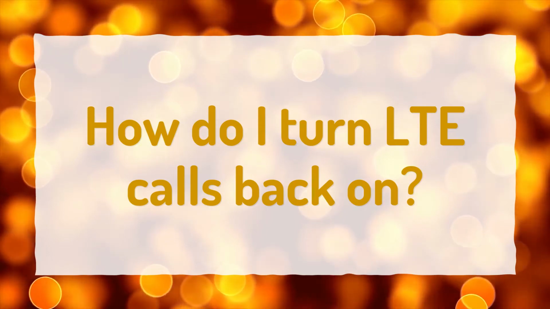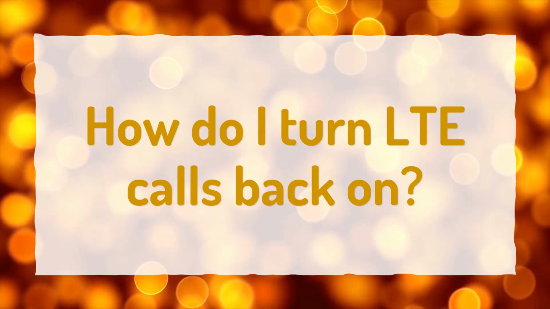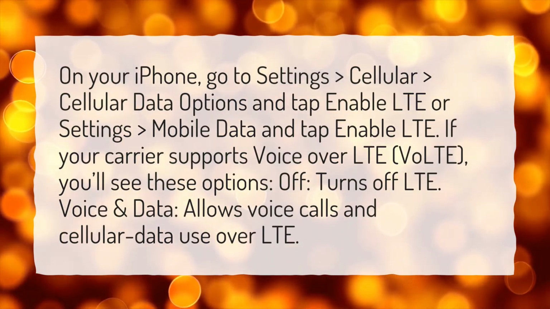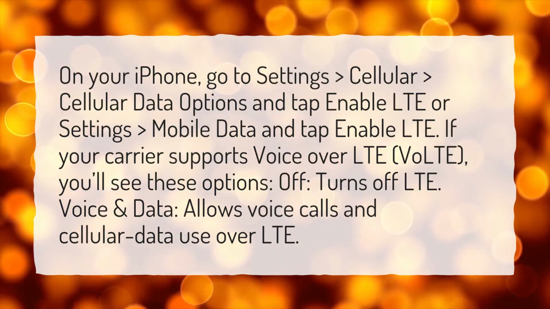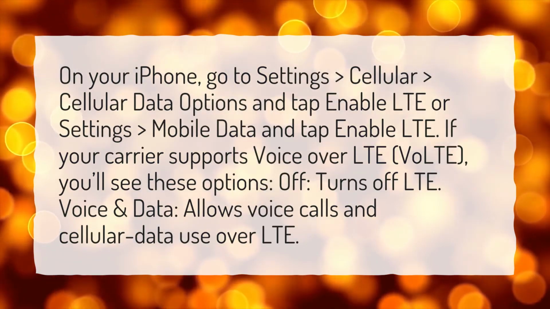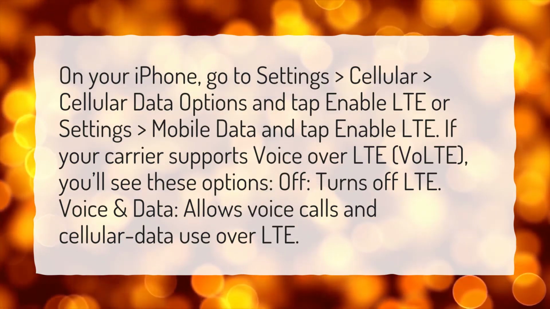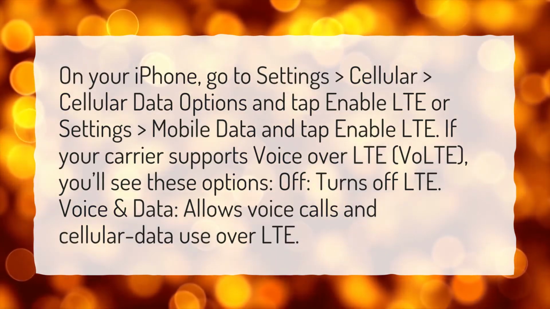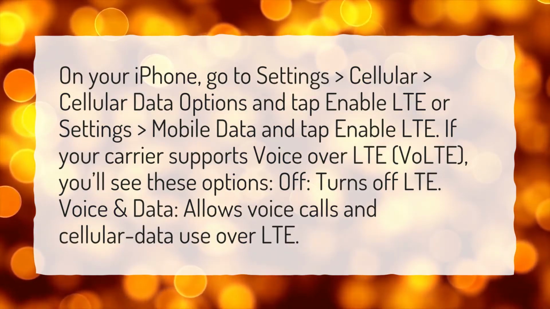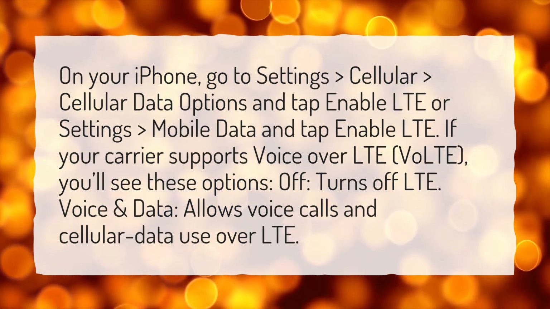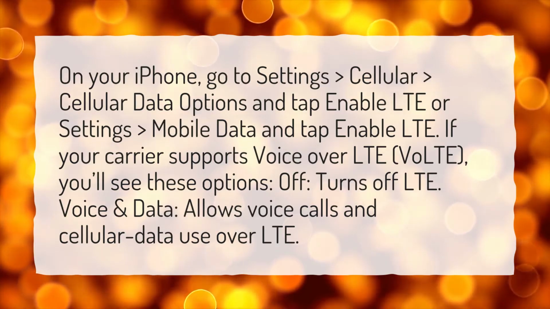How do I turn LTE calls back on? On your iPhone, go to Settings, Cellular Data Options and tap Enable LTE, or Settings, Mobile Data and tap Enable LTE. If your carrier supports Voice over LTE, VoLTE, you'll see these options. Off turns off LTE. Voice and Data allows voice calls and cellular data use over LTE.